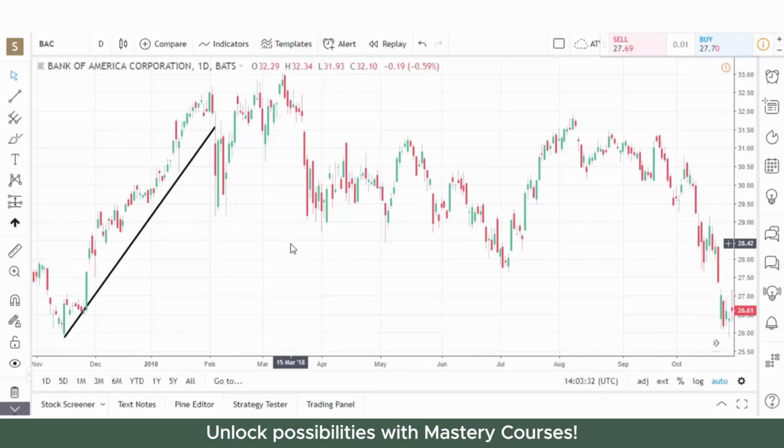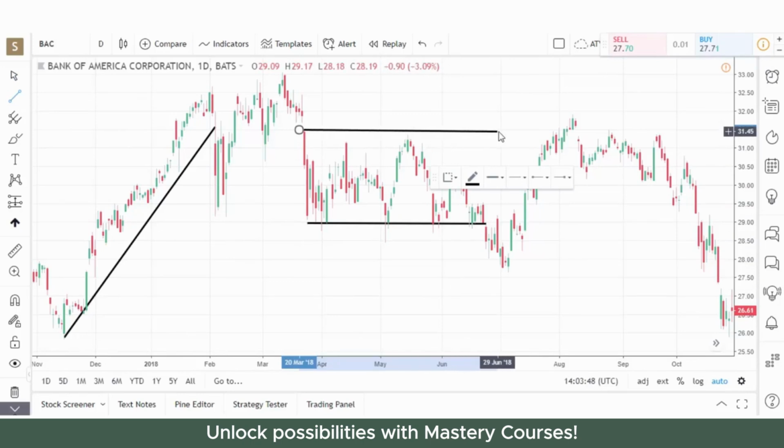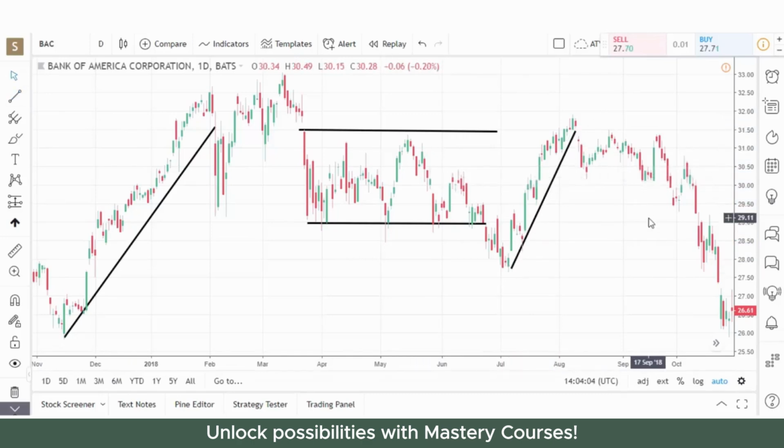Then the stock moves in a consolidation pattern. I'll draw a support line. Don't worry, we'll talk about support and resistance in our next video. And a resistance line here. So basically the stock trades sideways in a consolidation pattern. The stock then moves into another uptrend here. And then this is followed by a downtrend when the stock is falling in price here.